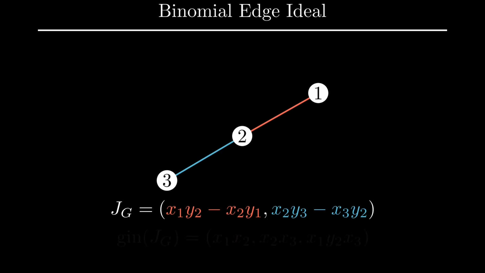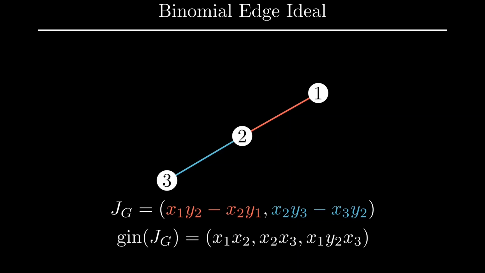The binomial edge ideal leads to a construction called the generic initial ideal, the minimal generators of which correspond to paths in the graph. In this case, we see that there is a path between vertices 1 and 2, 2 and 3, and 1, 2, and 3.